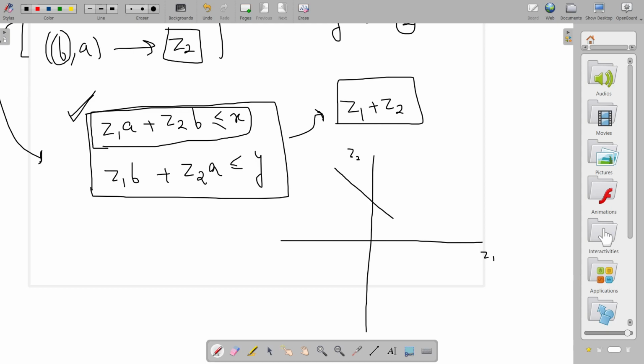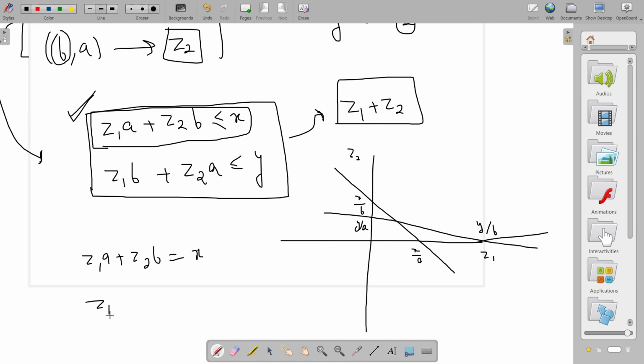I will first of all draw this straight line. It will be something like this, and this point at Z1 equals 0 would be X by B, and this one X by A. Similarly, we will have some other line of this sort, of the form Y by B and Y by A. I've basically drawn the lines Z1A plus Z2B equals X and Z1B plus Z2A equals Y.